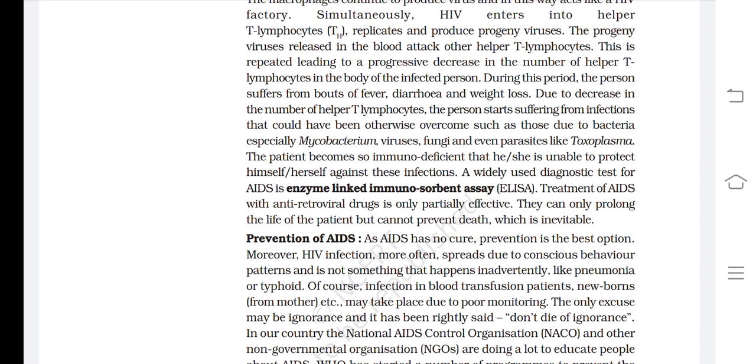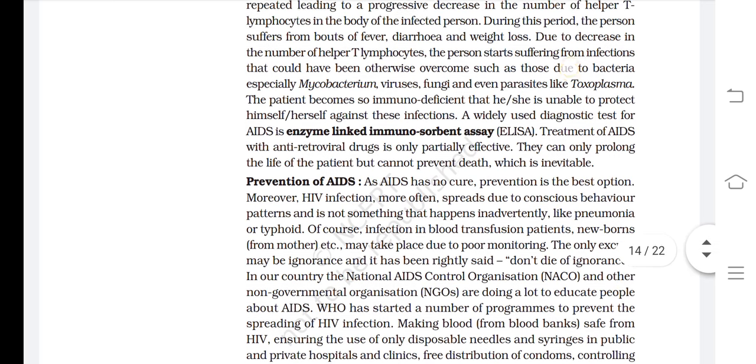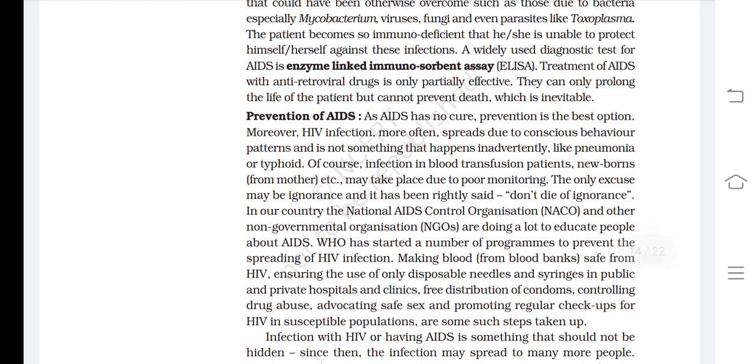A widely used diagnostic test for AIDS is enzyme linked immunosorbent assay (ELISA). Treatment of AIDS with antiretroviral drugs is only partially effective. They can only prolong the life of the patient but cannot prevent death, which is inevitable.